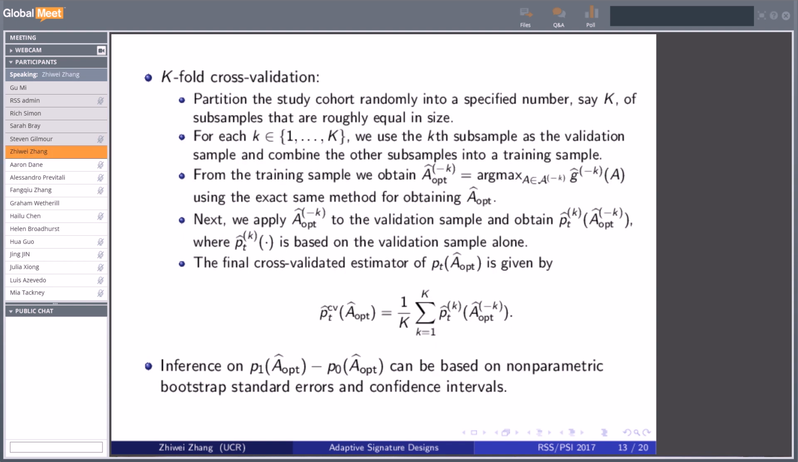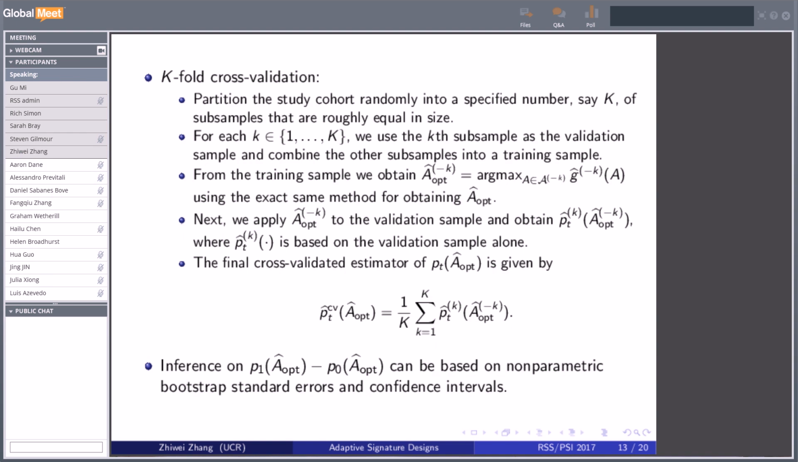First, we partition the study cohort randomly into a specified number of subsamples that are roughly equal in size. Each subsample will be used as a validation sample, and the other subsamples will be combined into a training sample. From the training sample, we choose a subset using the exact same approach that we use for the whole sample. Next, we apply the chosen subset to the validation sample and estimate treatment success probabilities.